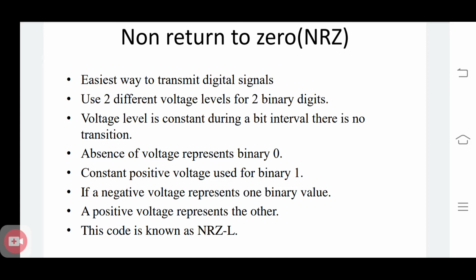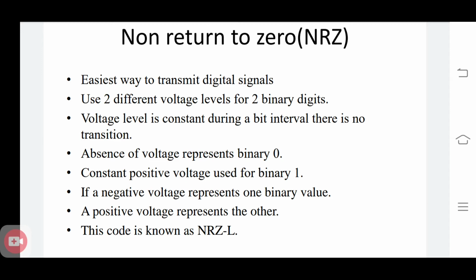And another mechanism you can find here is negative voltage that is used for the binary 1 and positive voltage that is used for the binary 0. Actually this is known as NRZ-L, non-return to zero level.